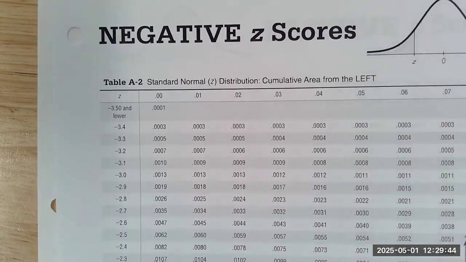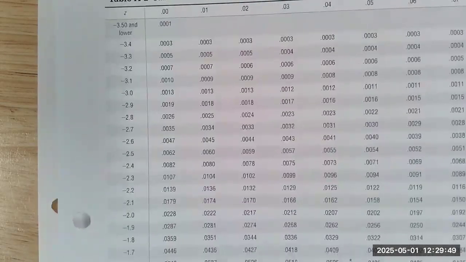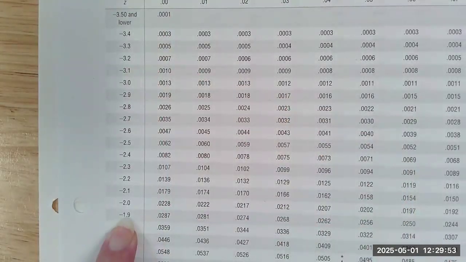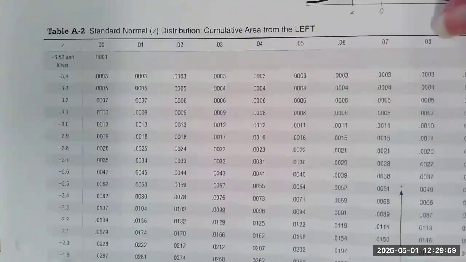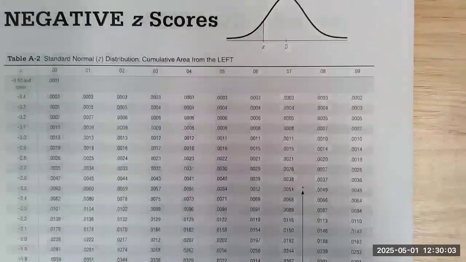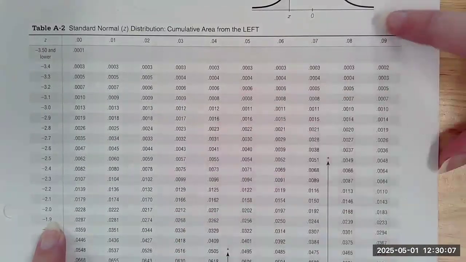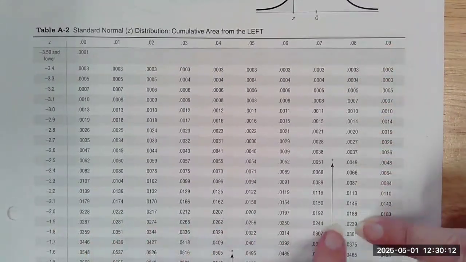Or if I wanted to do negative 1.98, then I'd come down to negative 1.9 right here, and I'd come across at the top to where 0.08 is, and then you find where those 2 things line up. So I'm too zoomed in to get to the 8 part. Let's see. There we go. So I go negative 1.9, I'd come over to the 8, and then I would see where those 2 things line up, and I get 0.0239.